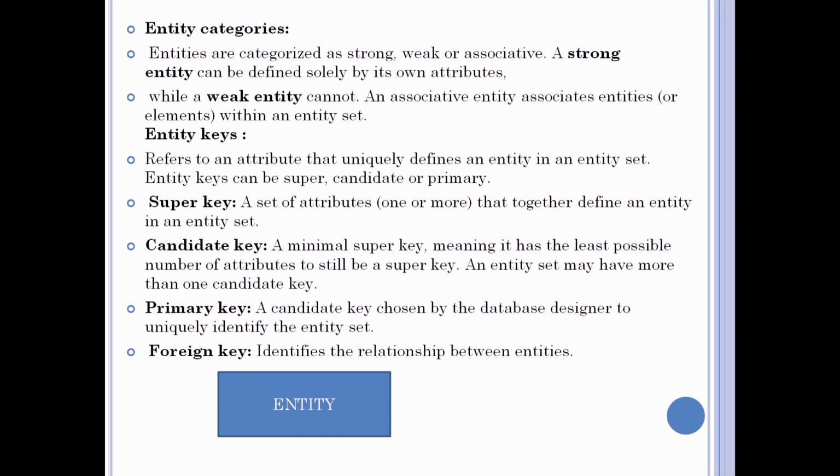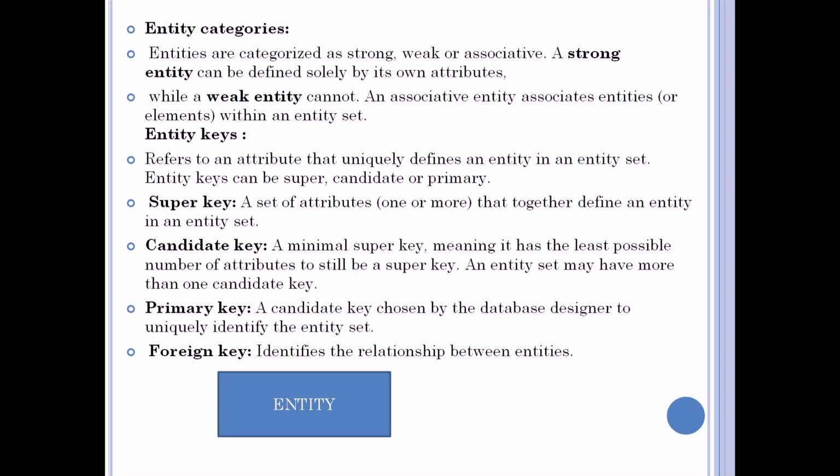And next, entity categories. What are the types of entities here? We can define two types of entities: one is the strong entity and the second one is the weak entity. Now we have to identify whether the entity is strong or weak. A strong entity can be defined by its own attributes, but a weak entity cannot have its own attributes.